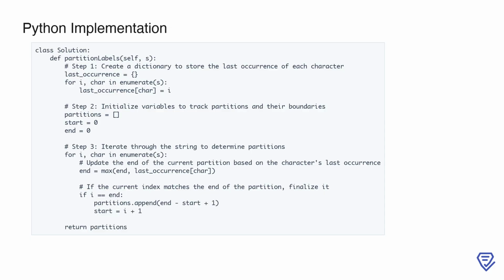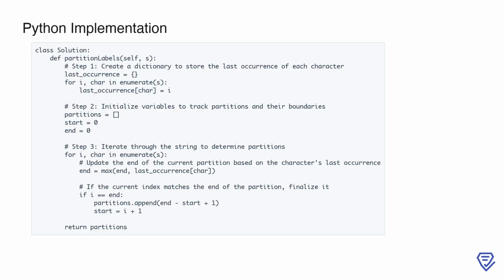same partition. Next, we initialize variables to track the partitions, and the start and end indices of the current partition. The start variable marks the beginning of the current partition, while end keeps track of the farthest point we need to include based on the last occurrences of the characters seen so far. We iterate through the string while updating the end boundary for the current partition whenever we encounter a character whose last occurrence extends beyond the current boundary.